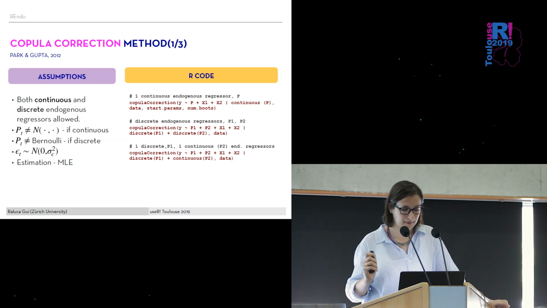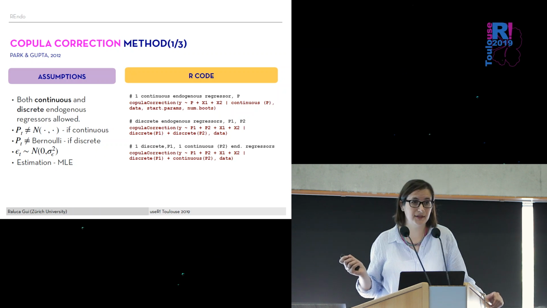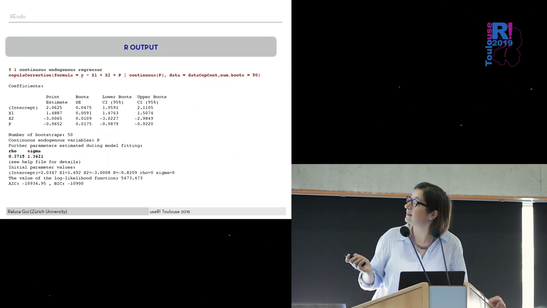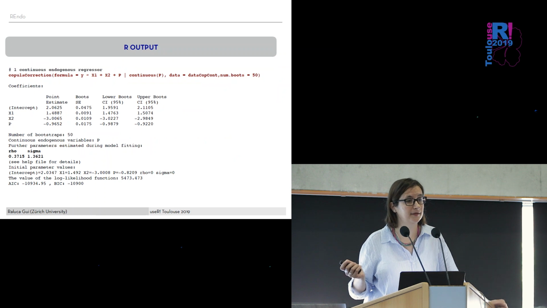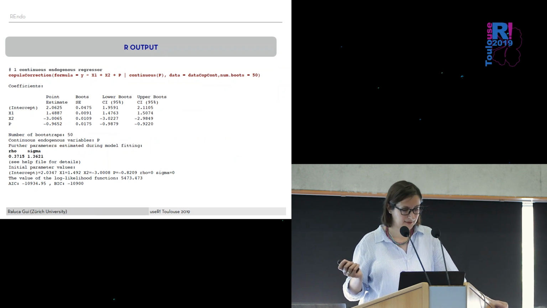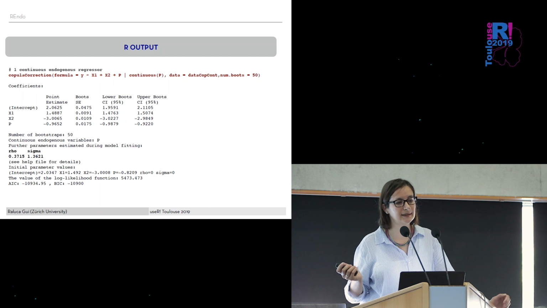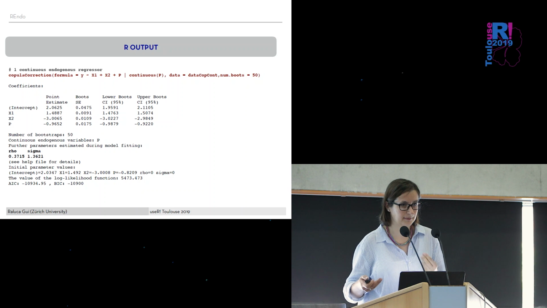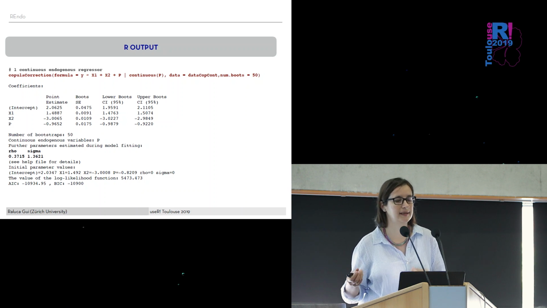Then in the second case, when you have two endogenous regressors, either two discrete or one discrete and one continuous, the estimation is done with, actually, we use ivreg from the AER package to do that. And what is nice in the case of one continuous endogenous regressor is that the Copula method models the correlation between P and the error with Gaussian copulas.